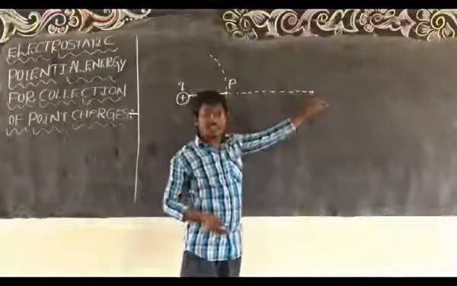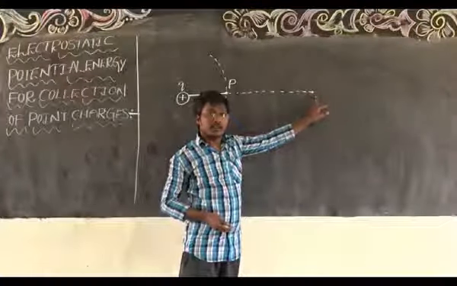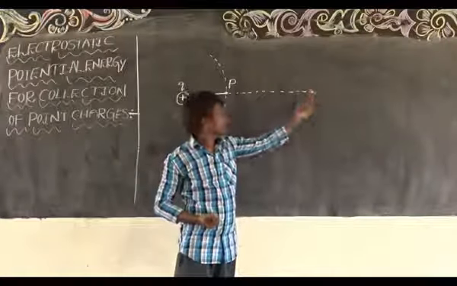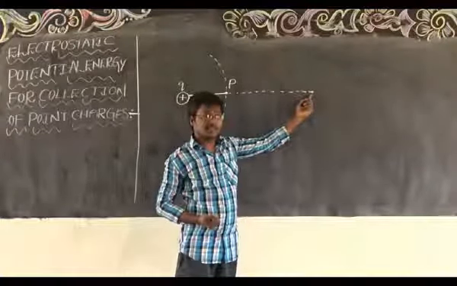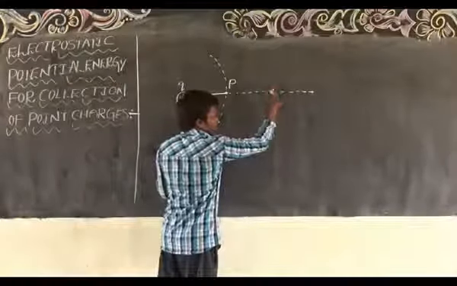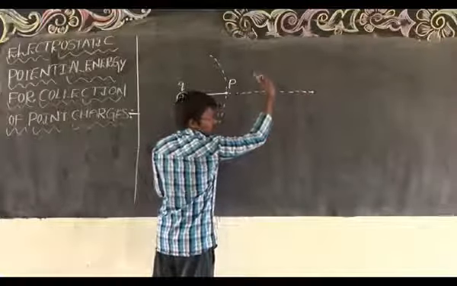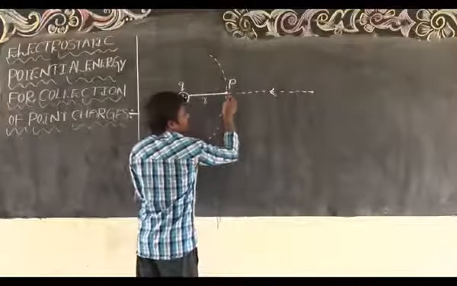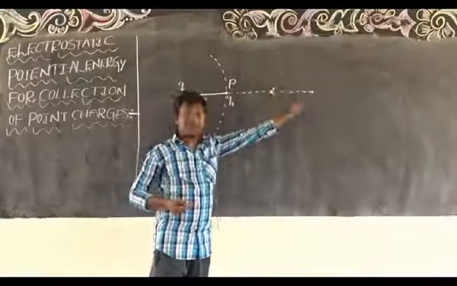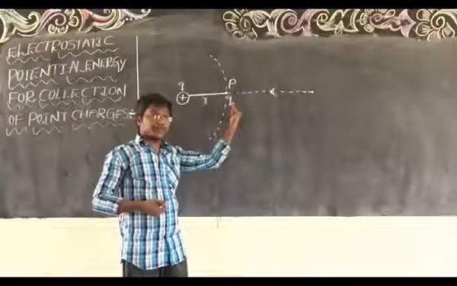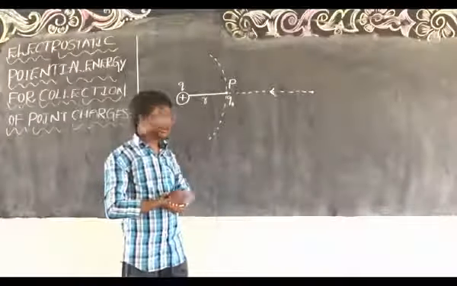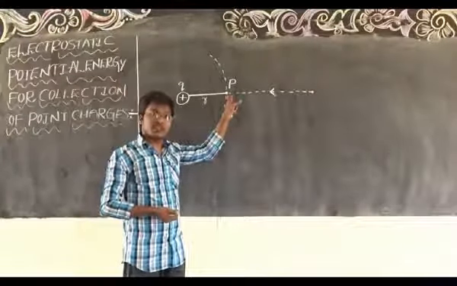At this infinite distance, we are placing one test charge. This test charge is moving. It is coming from point R, otherwise from some infinity, to point P. The test charge comes from infinite distance and reaches the point P.